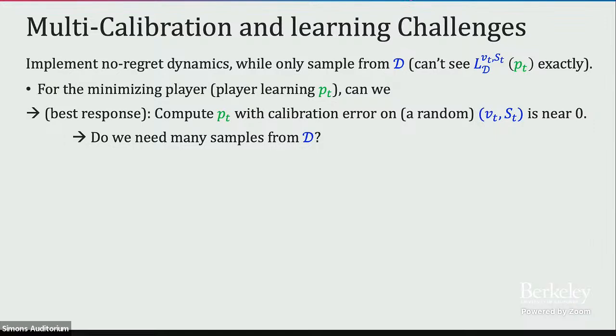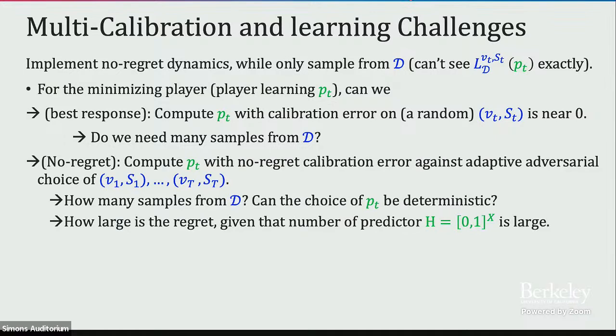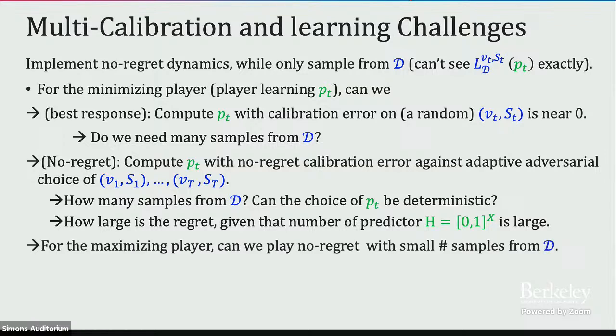It also affects the no regret version of this the same way. Again, we don't want to take too many samples, but there are some other things that also become important, in particular whether PT itself has to be randomized or could it be deterministic. And that's because at the end of the day, for calibration, we would love to have something that's a deterministic predictor rather than a random predictor. Random predictors and calibration don't go very well together.